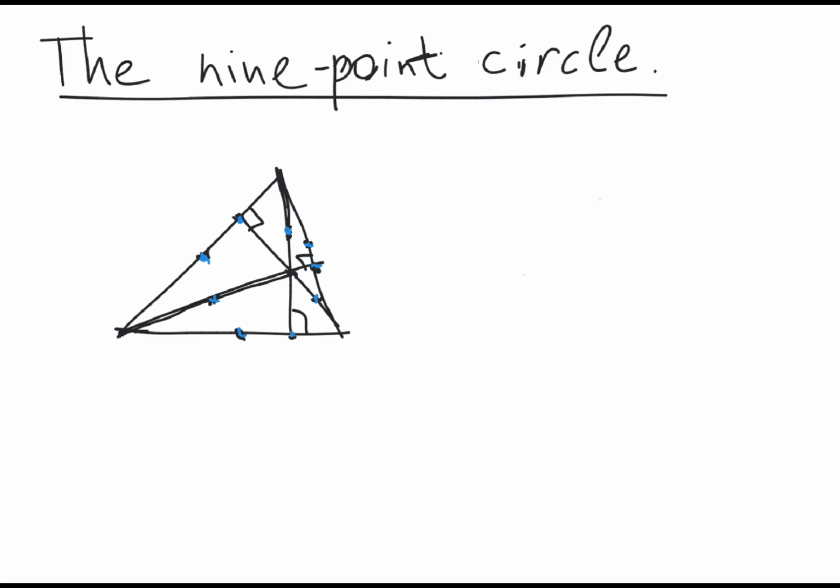Yeah. So again, let's denote ABC. So the feet of the altitudes we denote by HB, HA, and HC. The midpoints of the sides we denote as MB, MA, and MC. So these are the midpoints.